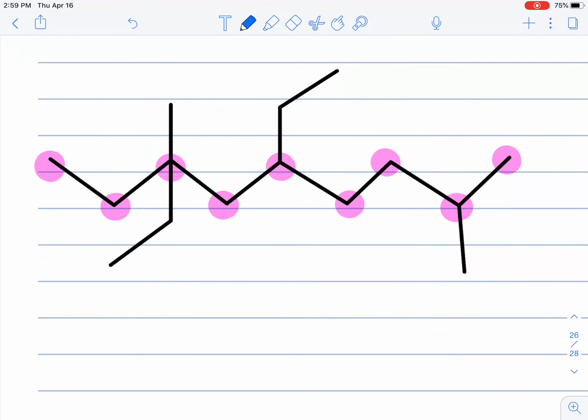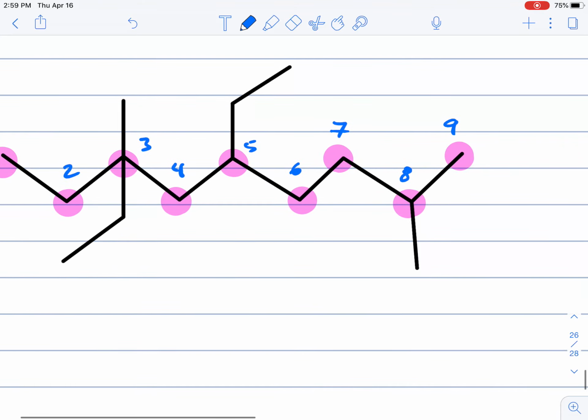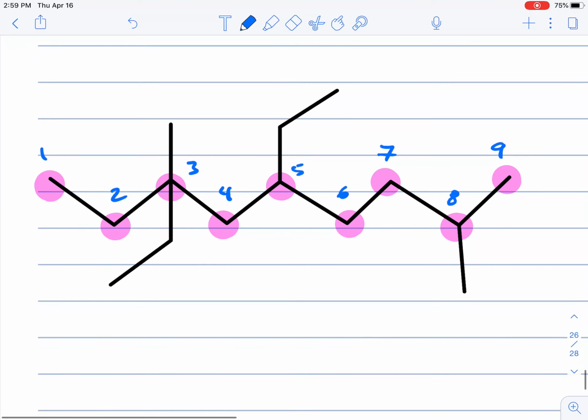And so now that I've named my parent chain, which is a 9 carbon chain and it's nonane, I'm going to go ahead and create my numbering system such that the first substituent is going to have the lowest carbon number. So left to right, 1, 2, 3, 4, 5, 6, 7, 8, and 9. Okay. And so let's go ahead and add up some stuff.